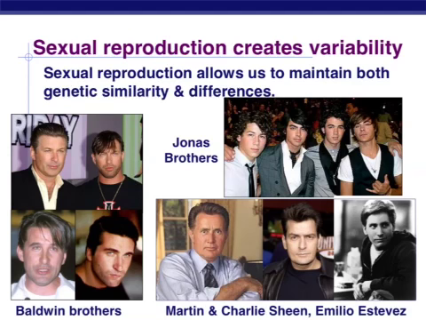Right, so just to give you some examples, here are the Jonas brothers, who don't look hugely different from each other. Actually, these two resemble each other the most out of the four of them, but they're four very different people. There are differences, obviously, but they're all genetically related. Here is Martin Sheen and Charlie Sheen, and here's their dad. You can see some similarities, but they're not identical, okay?